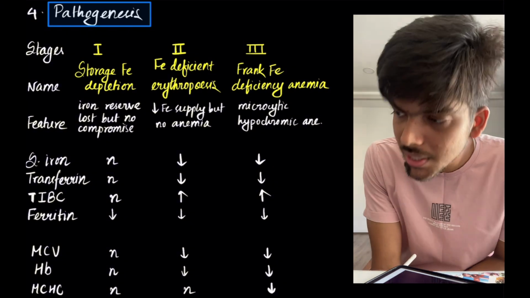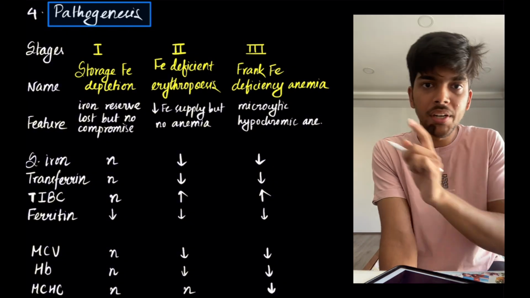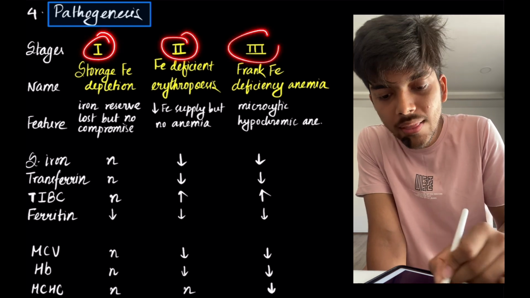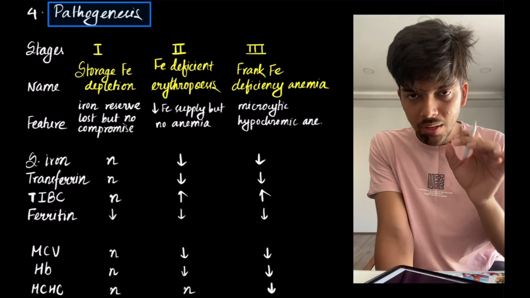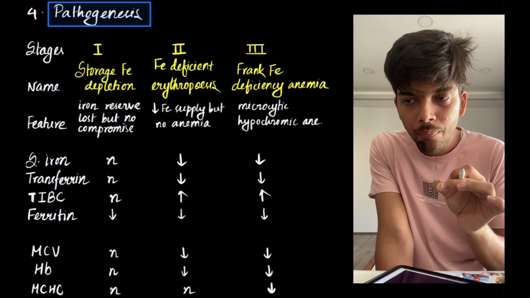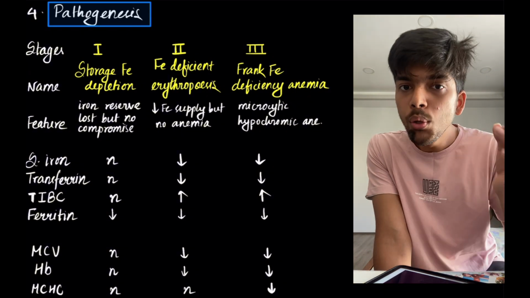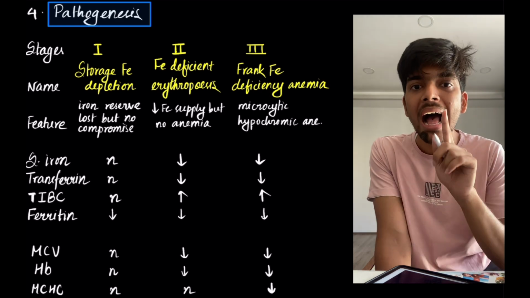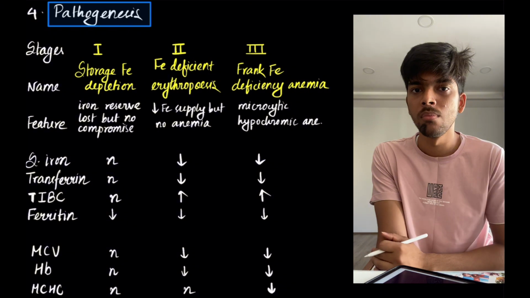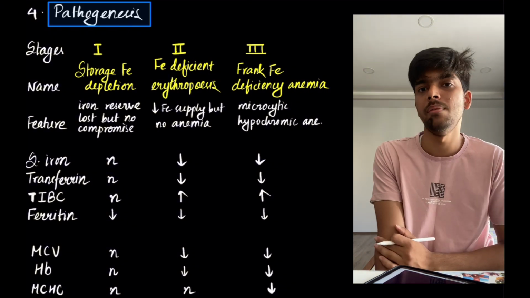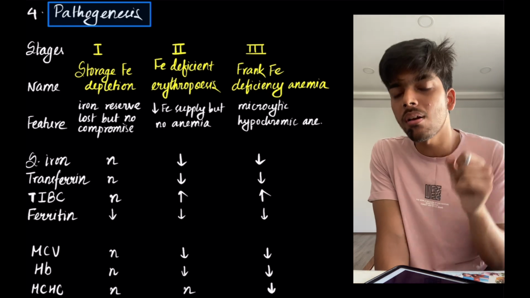Then pathogenesis. There are altogether 3 different stages of iron deficiency anemia: Stage 1, 2 and 3. In the first stage, in your blood, the serum iron level is supposed to go down due to lack of iron in your body. However, serum iron level does not go down, and you do not suffer from anemia. The reason being, there is iron stored in your liver.